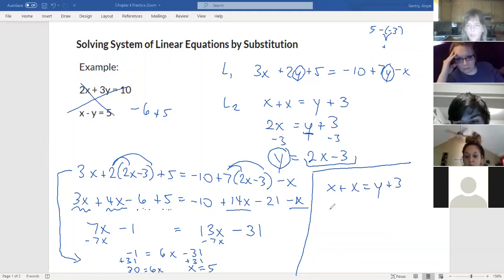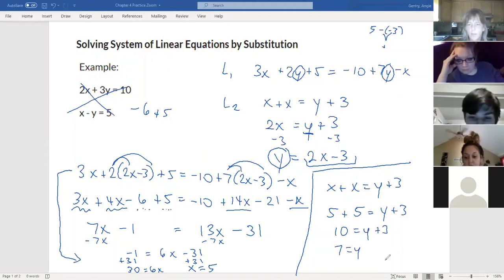And I'm going to say, well, x is a 5 and x is a 5. And then I have a 10 is y plus 3, subtract 3, 7 is y. So your solution should be 5, 7. And then you would plug it into both of them and hopefully it's true. Markeisha, does that help at all?